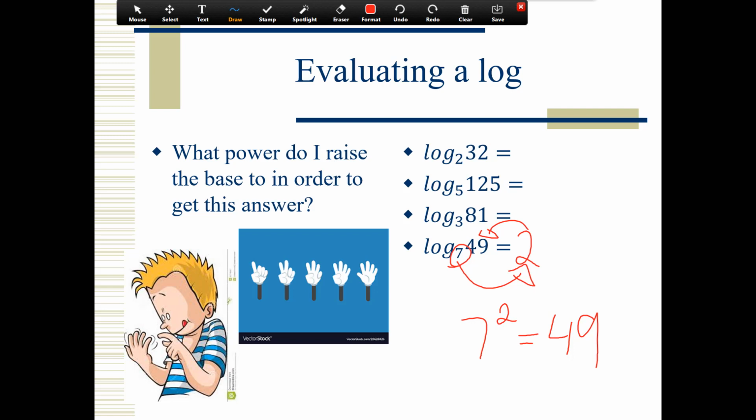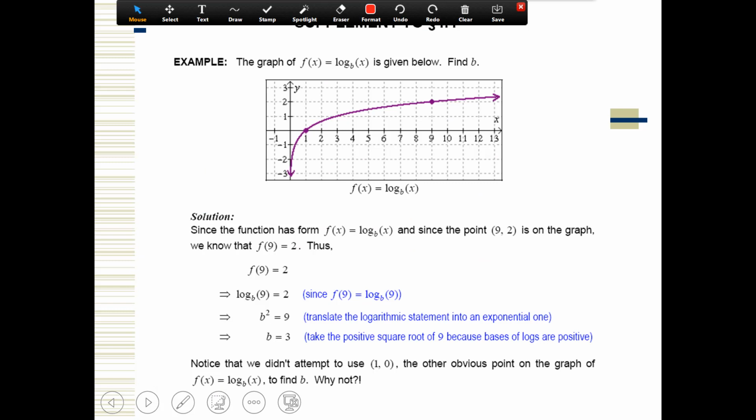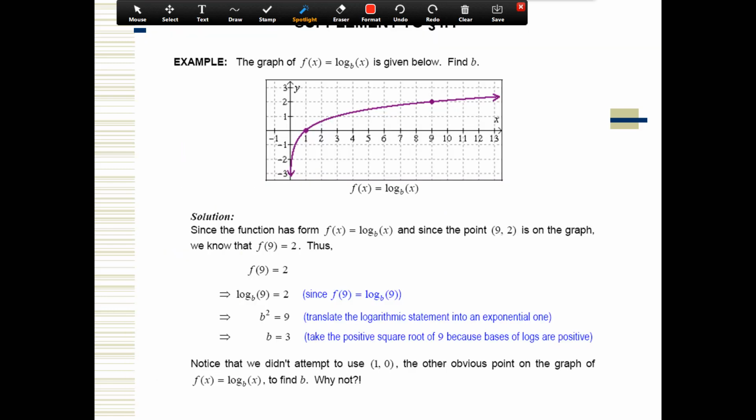So now let's take a look at how we can apply this to a couple of situations. If you have your supplement, you might want to get it out. These are some problems in there. Let's say that you are actually trying to find a function to go with this graph that we have right here.